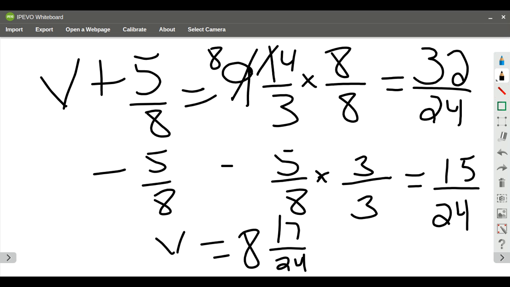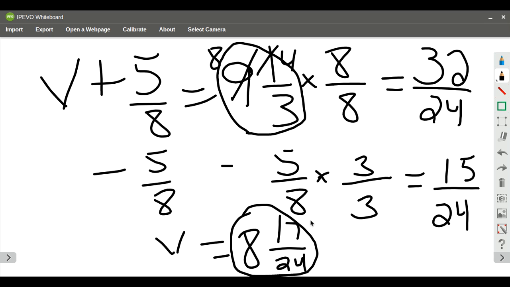But look right here. I'm noticing something else too. So I have 8 and 17/24, and I have 9 and 1/3. Well, that's not working. That may not work either. So let's go ahead and do the check and see if that works, because I was thinking I was adding, but I'm actually subtracting. So never mind.